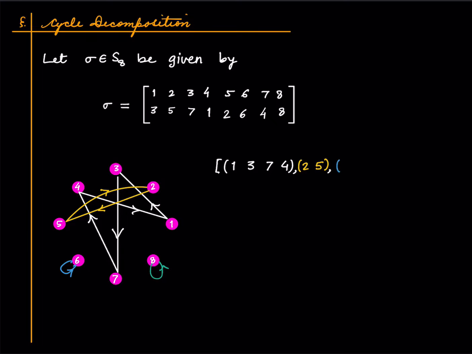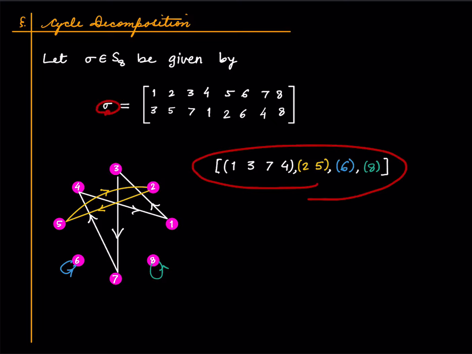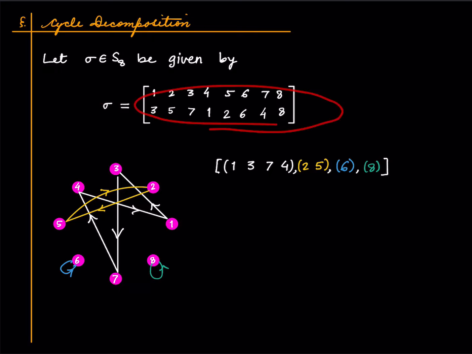And then there are these single cycles. So this is what sigma really is. This completely captures what sigma is. And of course, this is more compact than that, but we will further compactify it.